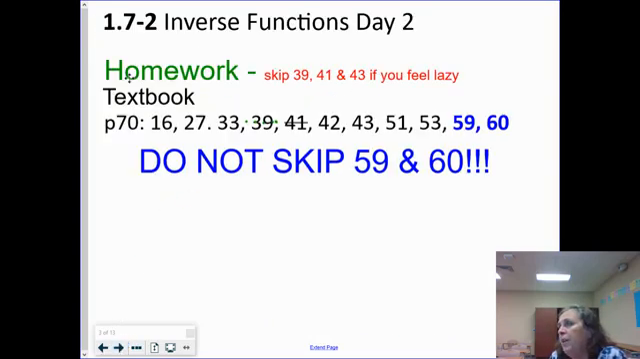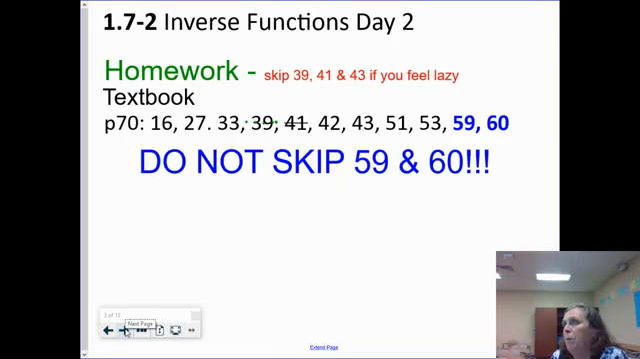Right, your homework. You can print it off as a worksheet. It's from an old textbook. Actually, it might even be from this textbook. If you're feeling super lazy, you can skip 39, 41, and 43. I would look at them and make sure you really know what you're doing. Do not skip numbers 59 and 60. You'll be sad if you did.